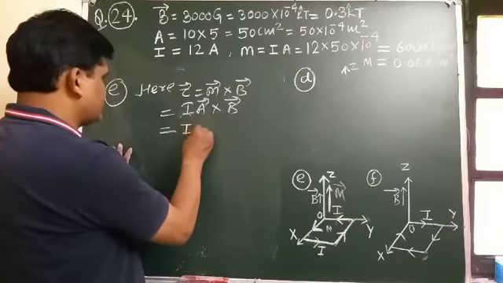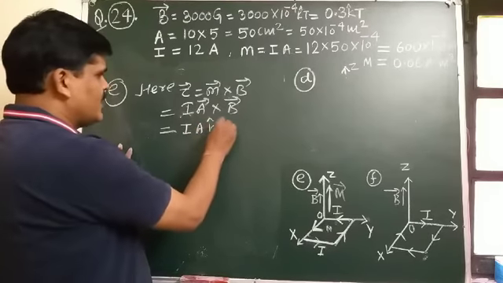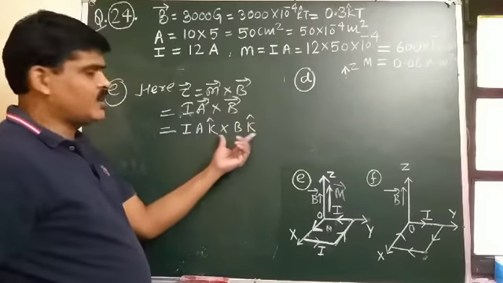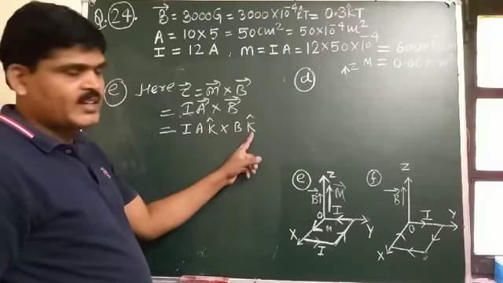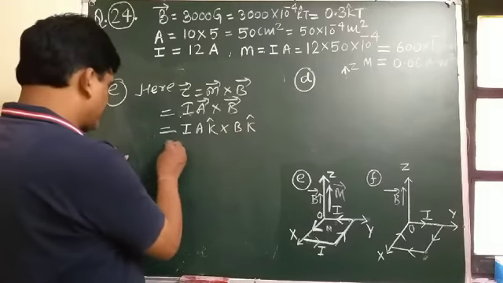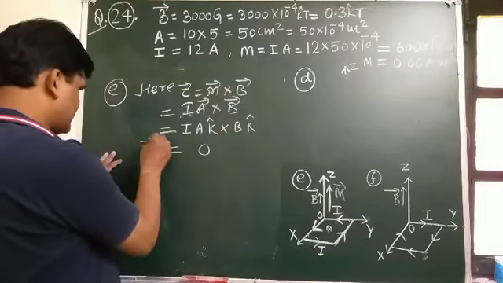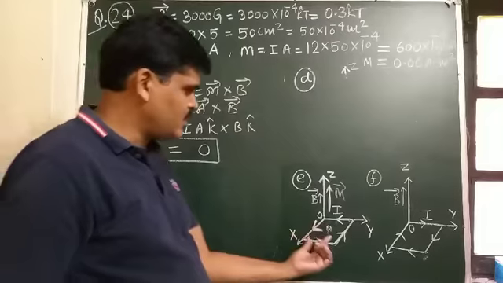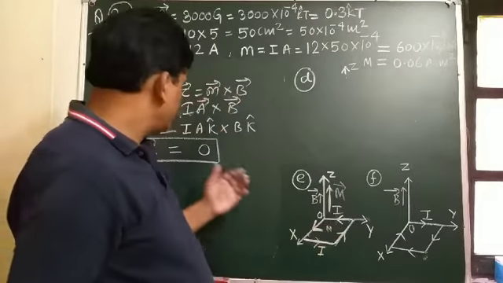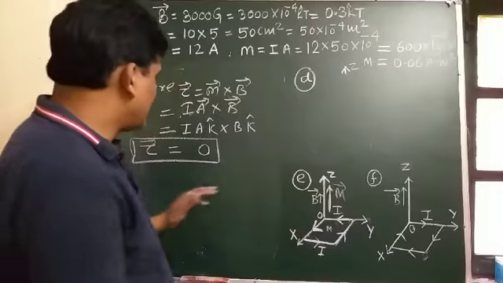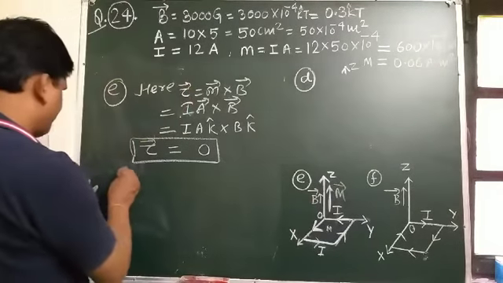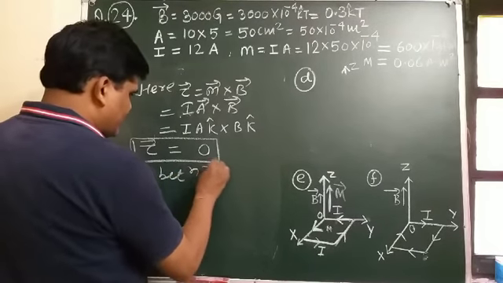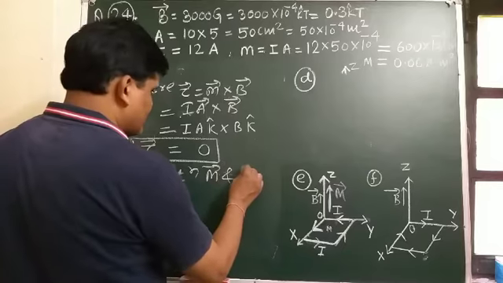It can be written as A, and the magnetic field is already along the Z axis. So unit vector K cross K is 0. So in this case torque is 0. So no torque acts on the rectangular loop. And the angle between magnetic moment and magnetic field is what?